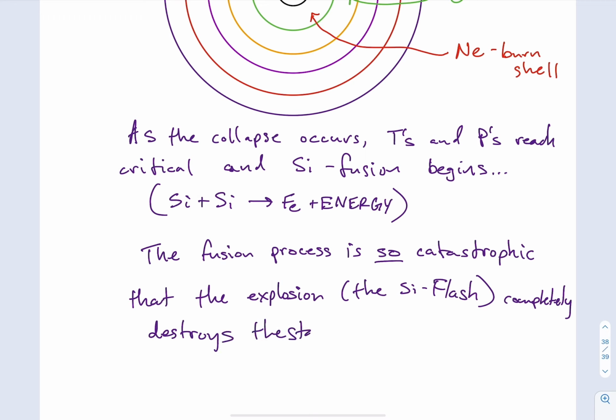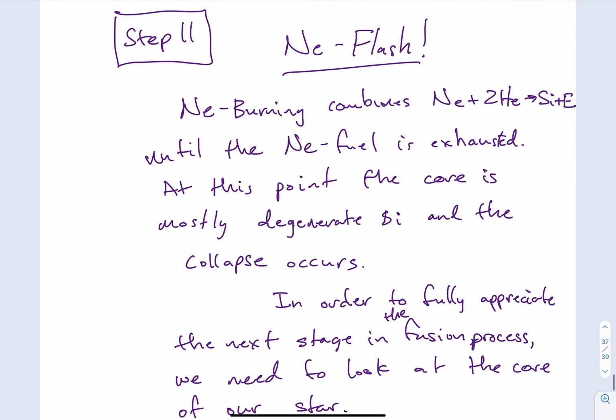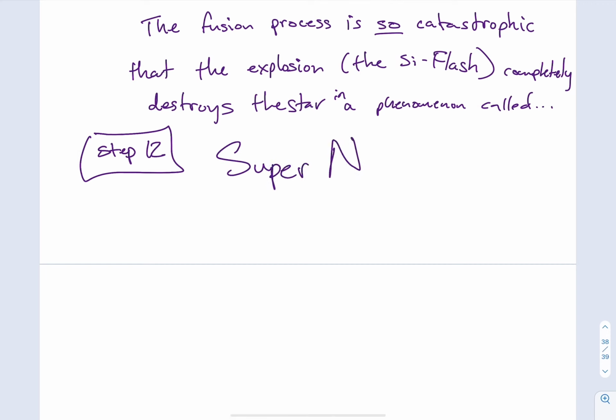Completely destroys the star in a phenomenon called a supernova. And that will give us our last step. This was step, so we're on step 12. The phenomenon is called a supernova. A supernova. It results in the complete and utter destruction of our star.